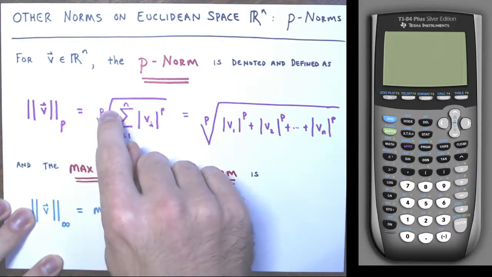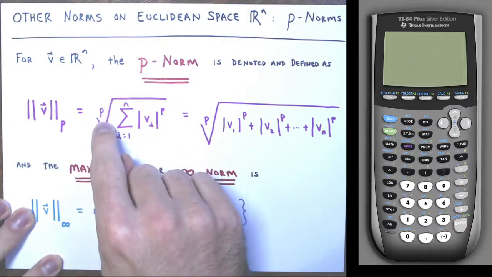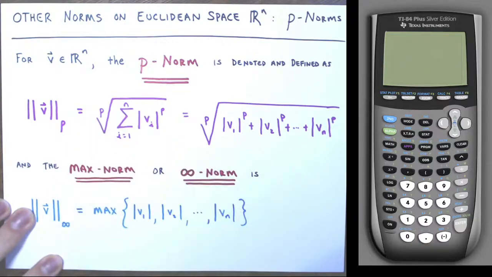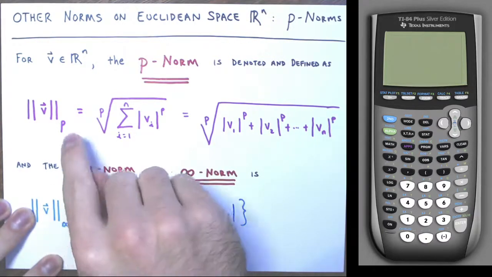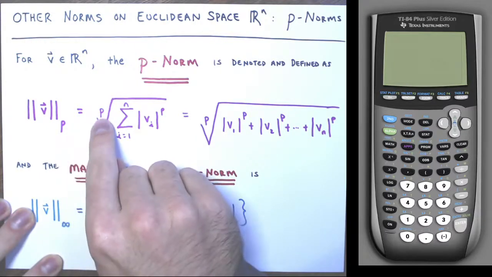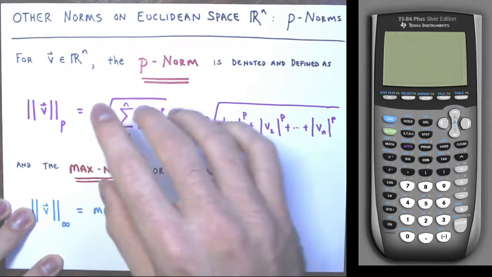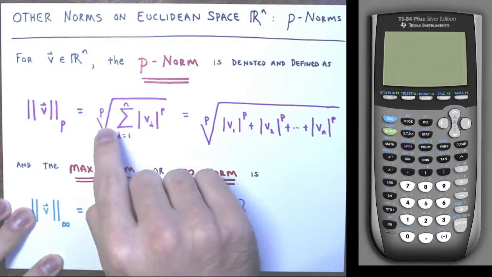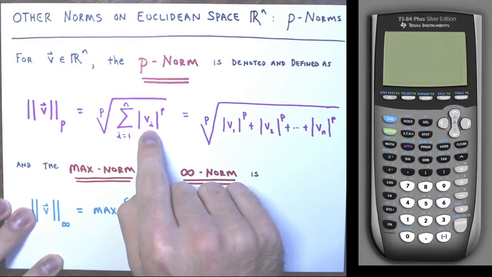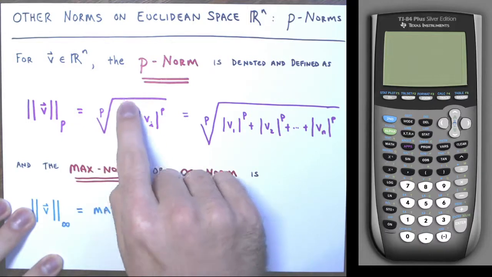It's the pth root, not the square root. Right? Now, if p is 2, you get what we're used to. You get the standard norm that we saw, the Euclidean norm on the previous pages. But if p is 3, this is the cube root. If p is 4, this is the 4th root, etc. It's the pth root of the sum, right, the sum from 1 to n.